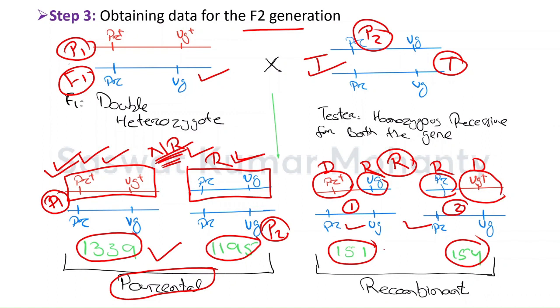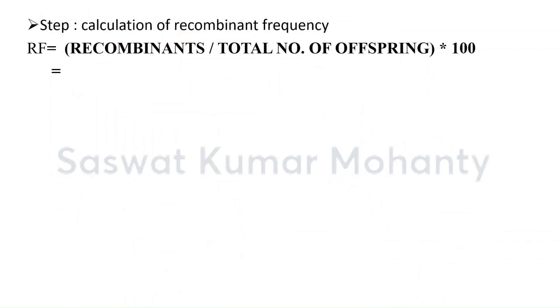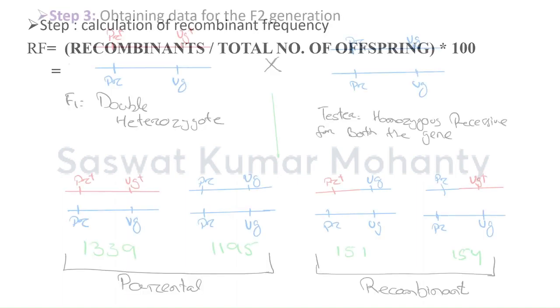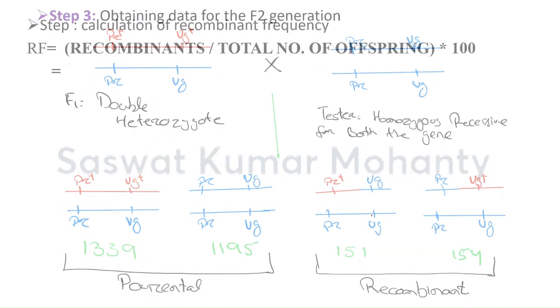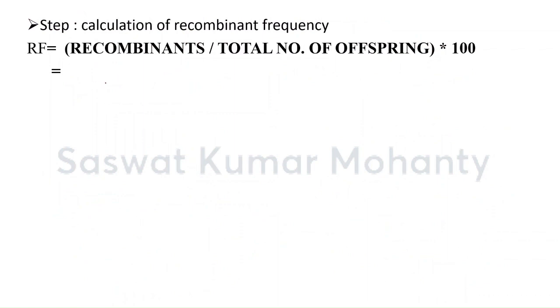So these are 151 and 154. These are the total number of recombinant offspring produced from the two genes. So next, this is the formula. Here we have to use the formula for our recombination frequency. As you saw here, the total number of recombinant offspring produced was 151 and 154. So I'll write here: total number of recombinant offspring produced is 151 plus 154.